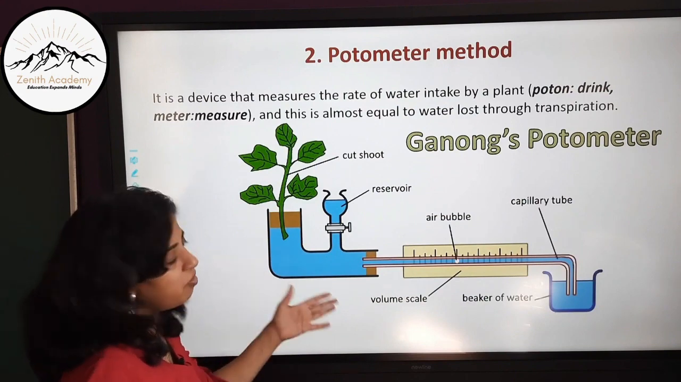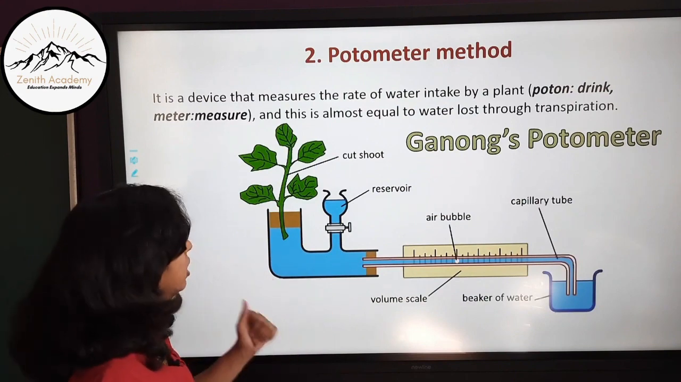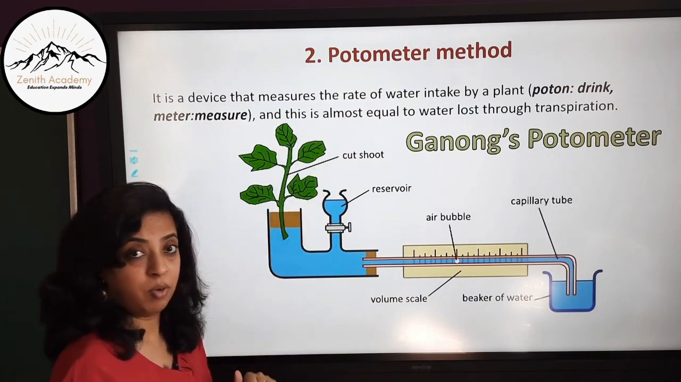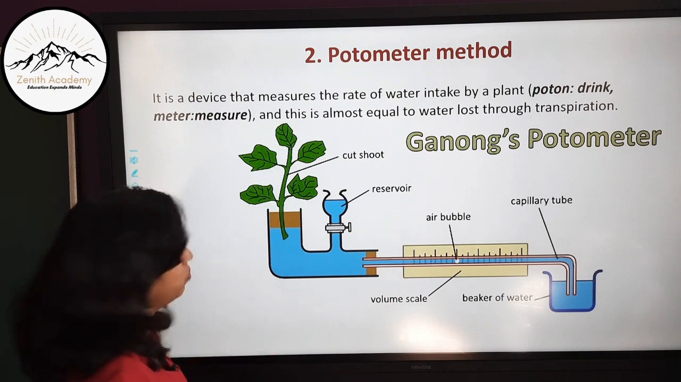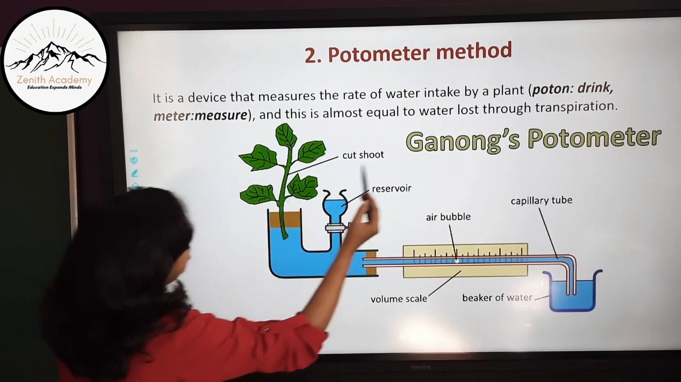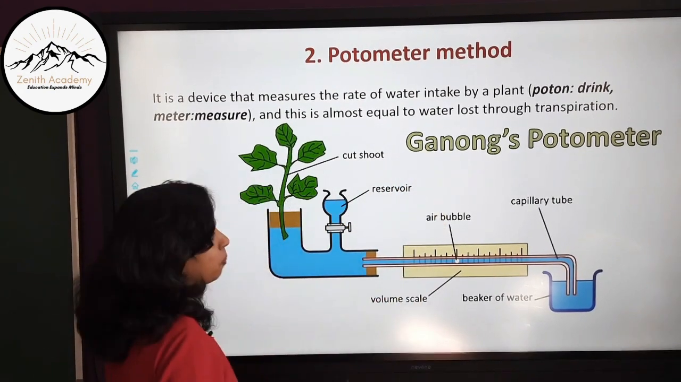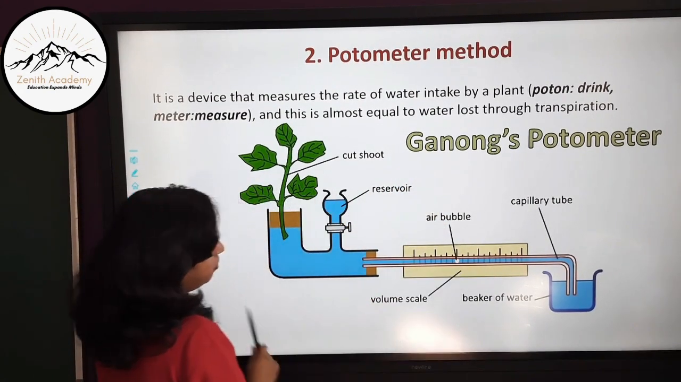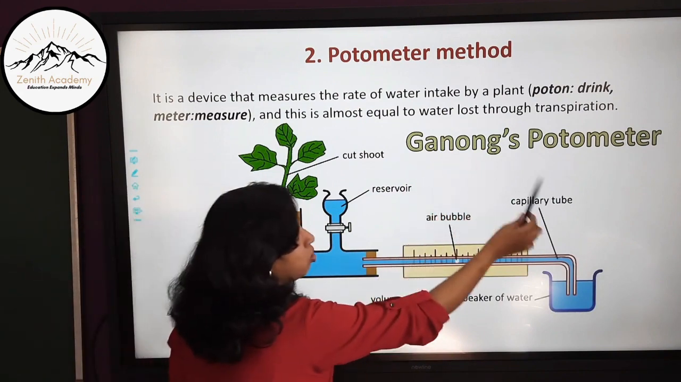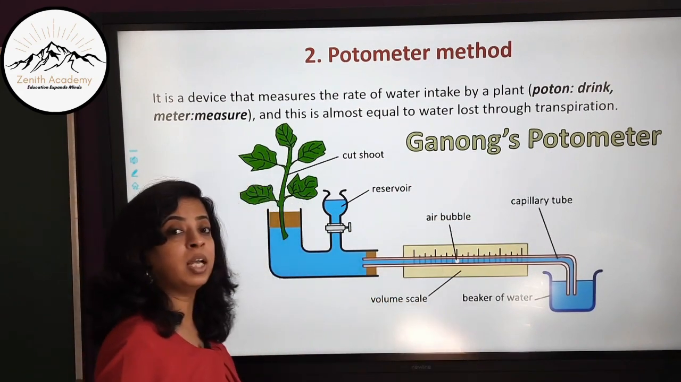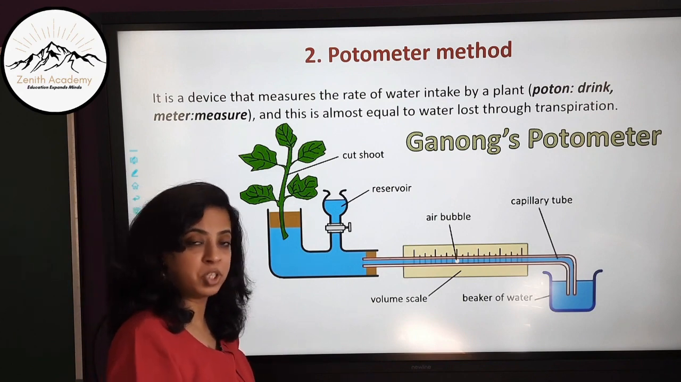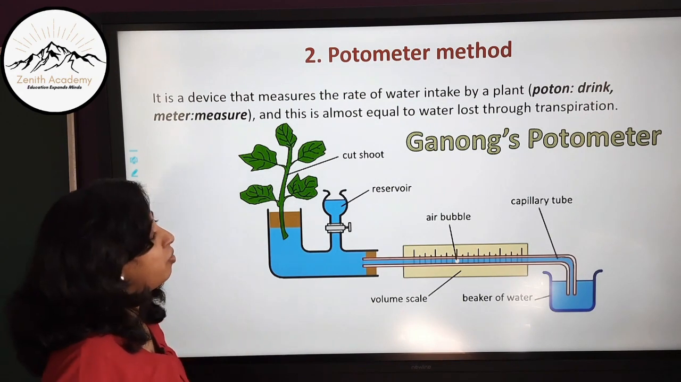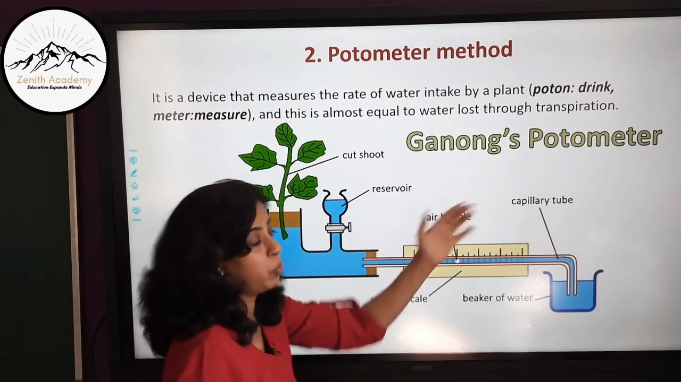Now a very important method here is the potometer method for measuring transpiration, how much transpiration has happened. This type of special potometer is known as a Ganong's potometer. There are different types of potometer. We will discuss this in the MCQs or question-answer part. Right now, for our portion, we have to study Ganong's potometer.